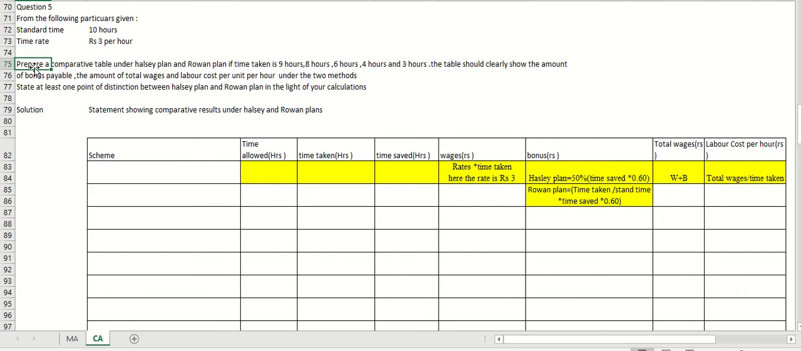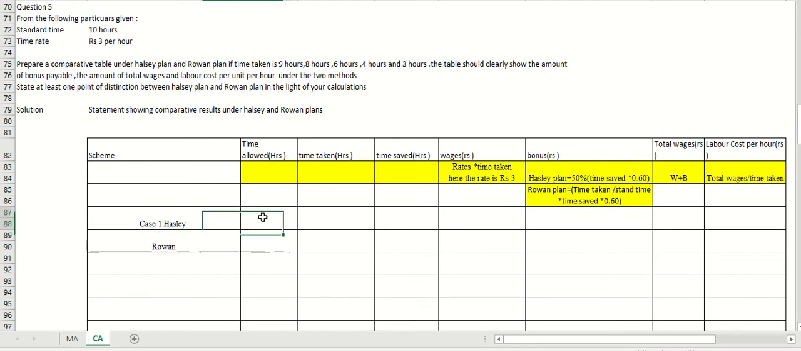So only the time taken of the employee keeps changing. So under each time taken, we are supposed to show them what is the total wages, that is your total earnings, and the labor cost per hour under both the methods, which is Halsey method and Rowan method. So we'll start our solution. So the first, which is case 1. Under that we have Halsey method and next is Rowan method.